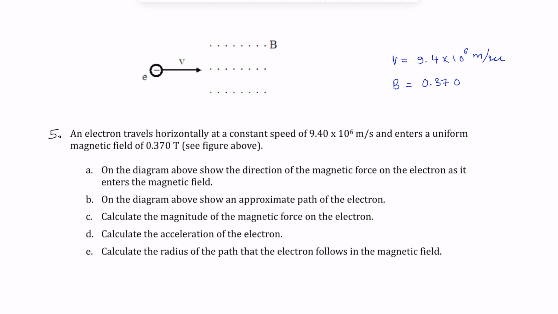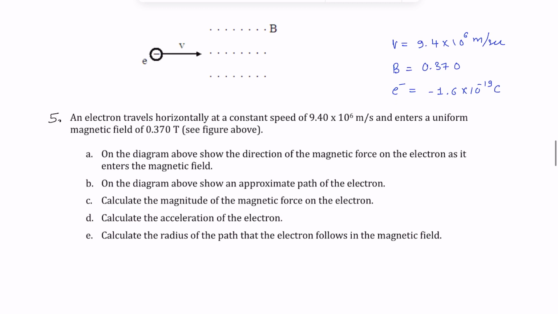Remember, this is an electron, so everything will be different now. Okay, so we have to always take care of that. Electron is going to be having minus 1.6 times 10 to the minus 19 coulomb charge. Now, on the diagram above, we're doing question number A. On the diagram above, show the direction of the magnetic force on the electron as it enters the magnetic field.